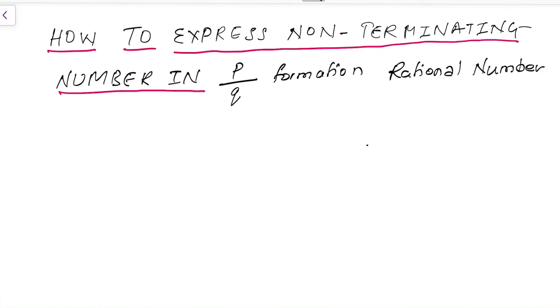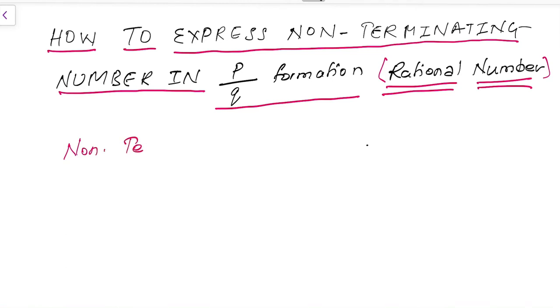In today's video we'll study how to express non-terminating numbers in p upon q format, which is basically to express them as a rational number. Now what are non-terminating numbers?